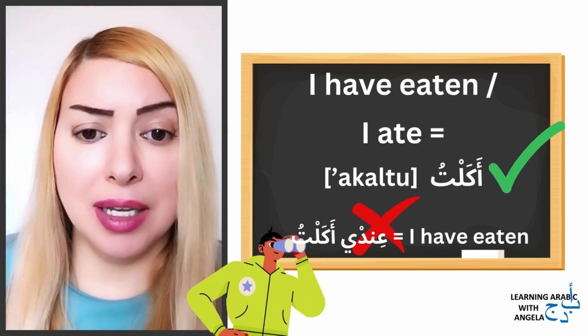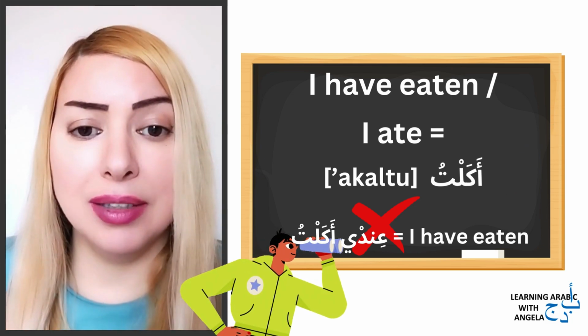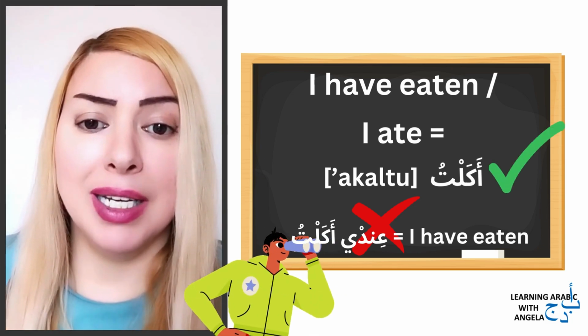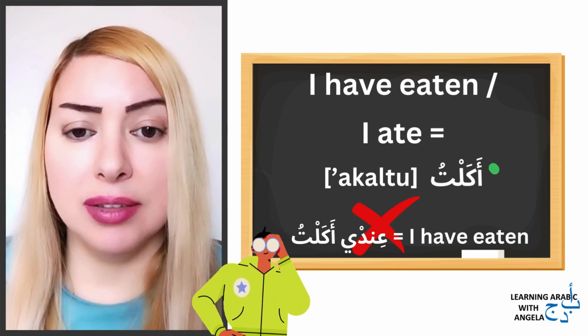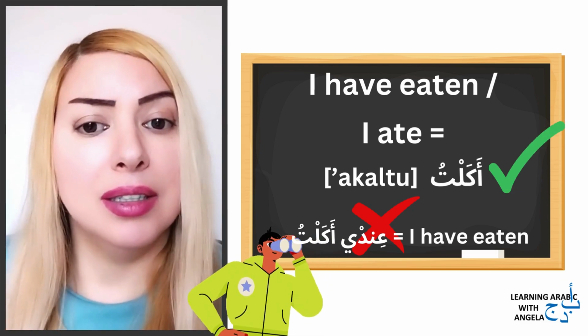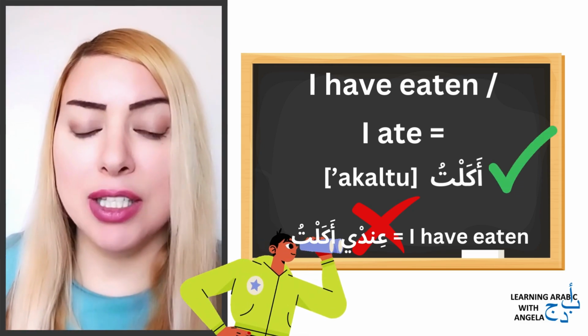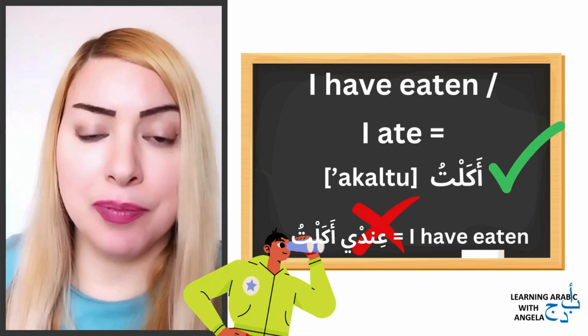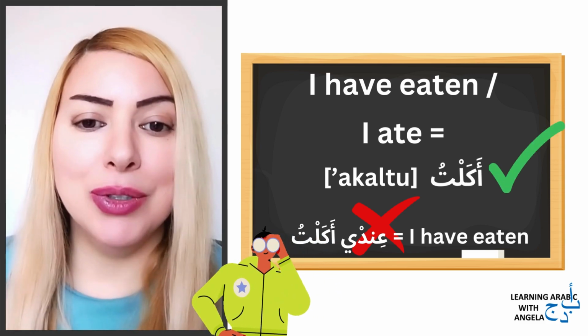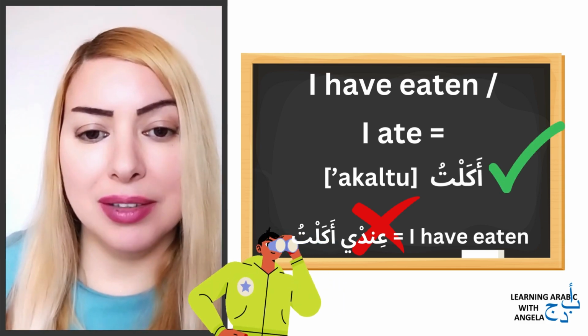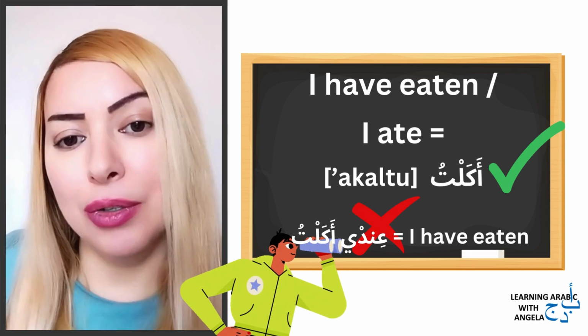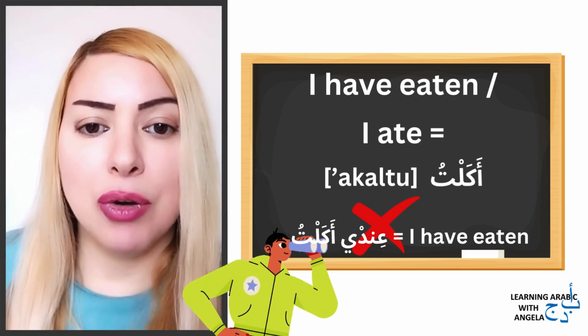Definitely not عند, because عند is an adverbial for place and time. For example, عند الطبيب, at the doctor's. عند المغيب, at sunset. Or عندي, at mine, or in my possession, literally. But definitely you cannot use it for the present perfect. So that's one of the mistakes that I come across often.